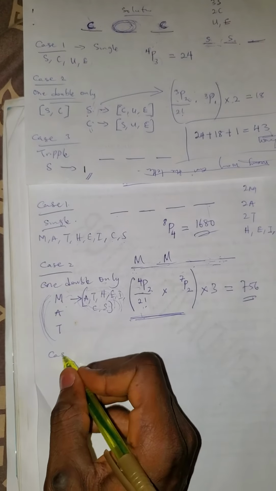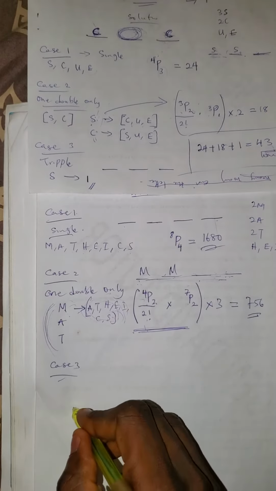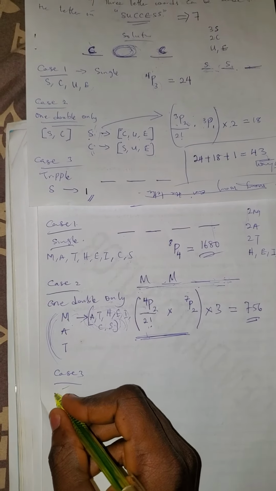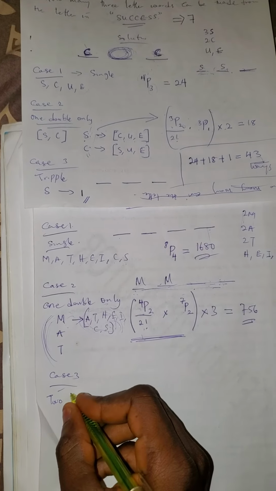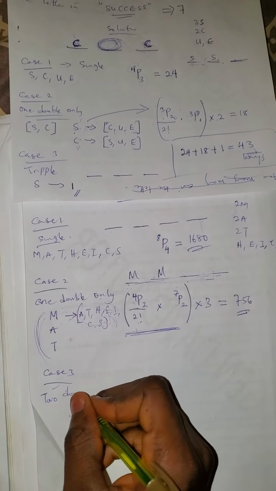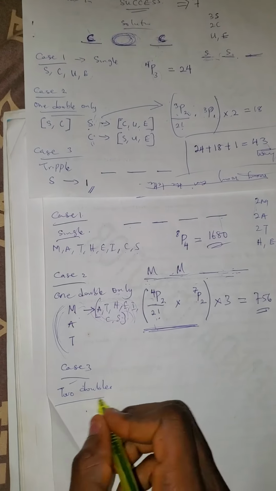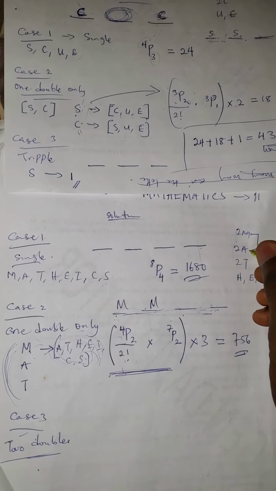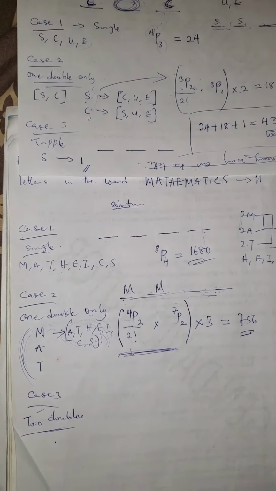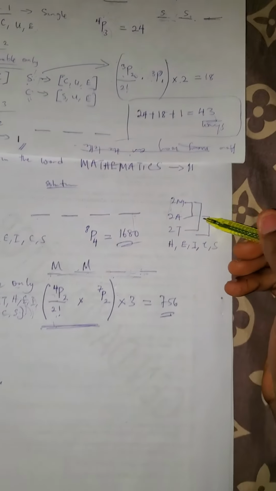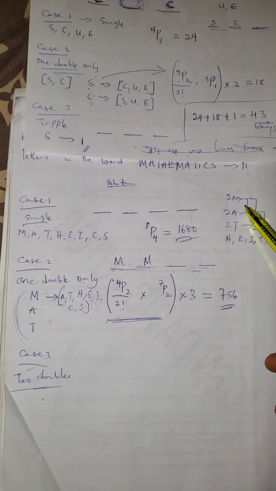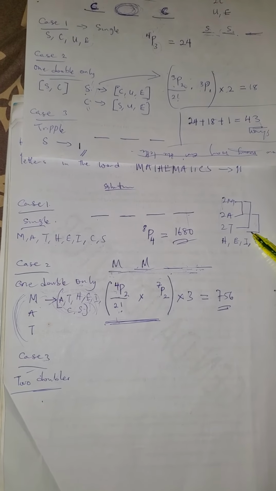Now case 3. Here, this one will not take triple, because we don't have a triple here, we only have double. So the only thing we can still do is take 2 doubles. If you take 2 doubles, like you have M and A, we have M and T, we have A and T. So these are the 2 doubles, that is 2 letters that are the same.